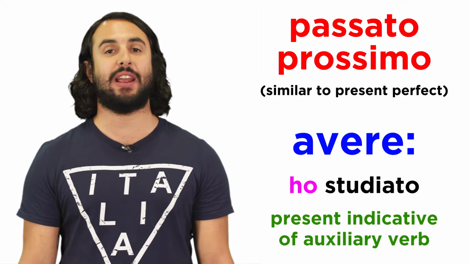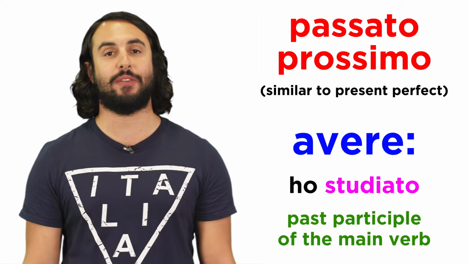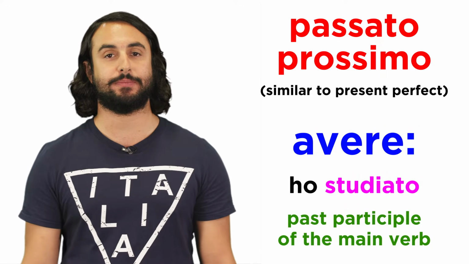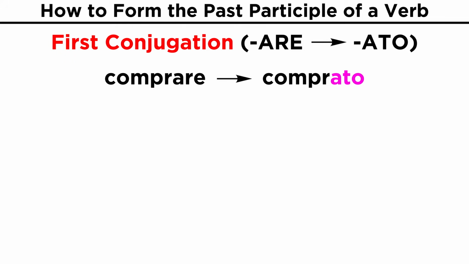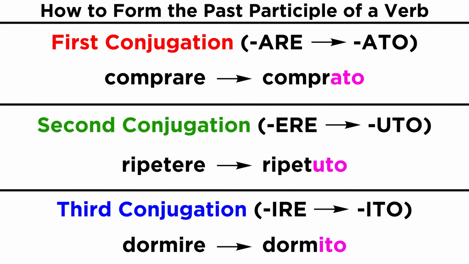In this case, avere is used with transitive verbs. The second part is the past participle of the main verb. Let's go over the past participles of regular verbs now. For the first conjugation, the verb ends in ato, so comprare becomes comprato. For the second conjugation, the verb ends in uto, so ripetere becomes ripetuto. For the third conjugation, the verb ends in ito, so dormire becomes dormito.